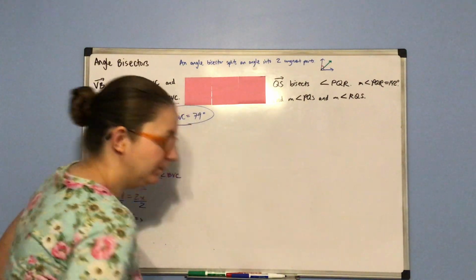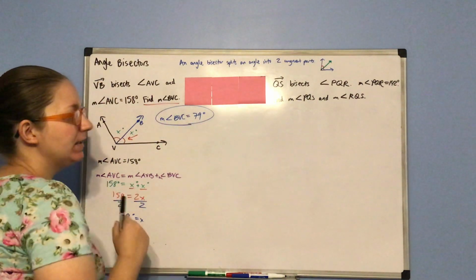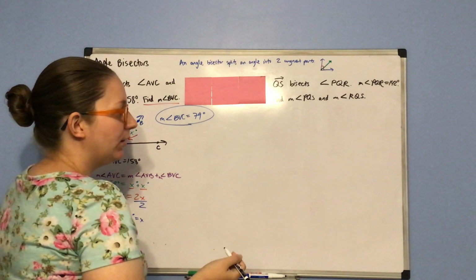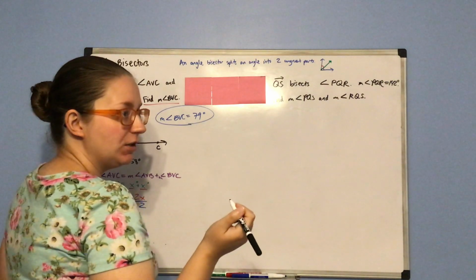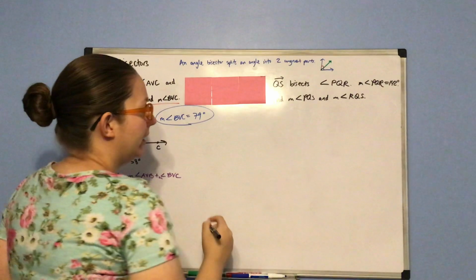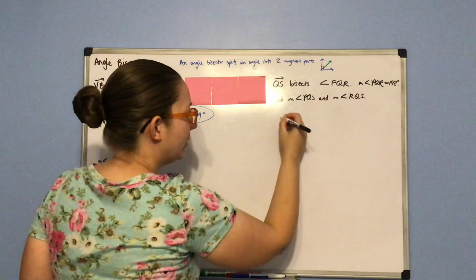Let's try another one. We have ray QS bisecting angle PQR. They tell us that the measure of angle PQR is 142 degrees. Pay attention to what all they're asking for. They want us to find PQS and RQS. So let's draw a picture.